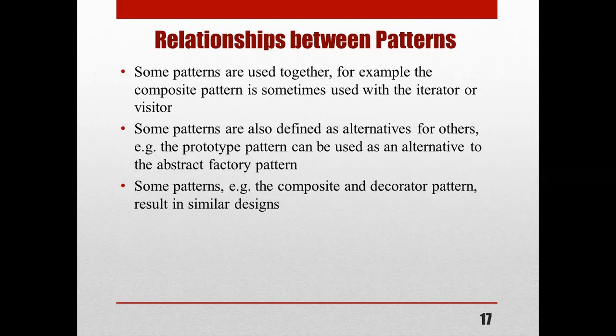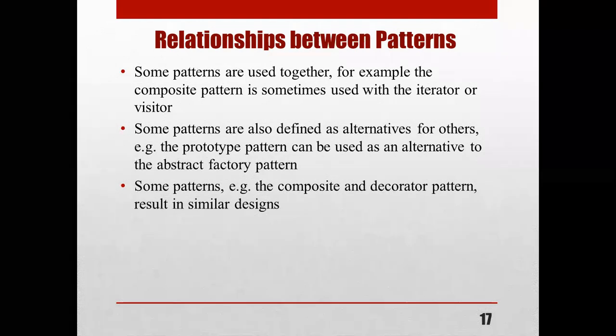Alternative patterns. We can use a number of patterns instead of the selected patterns. Here you can see an example: the prototype pattern can be used as an alternative to the abstract factory pattern. So instead of using the abstract factory pattern, we can use the prototype pattern also. These are the relationships between a number of patterns. We can use alternative patterns for a number of patterns.